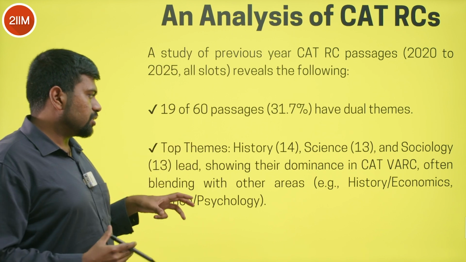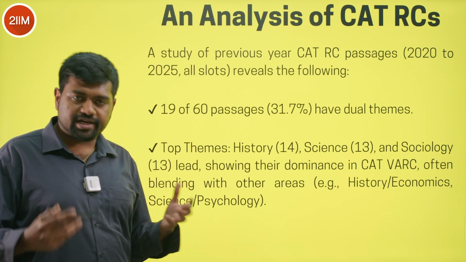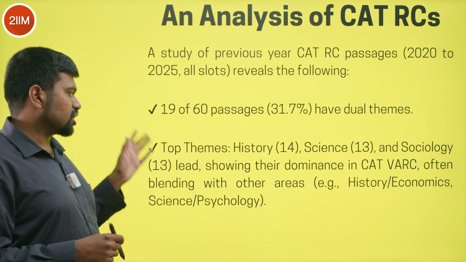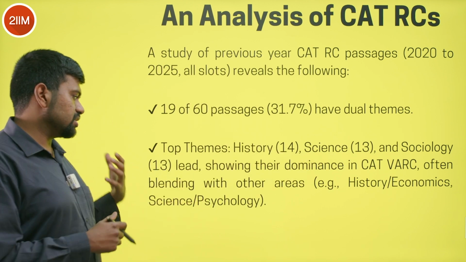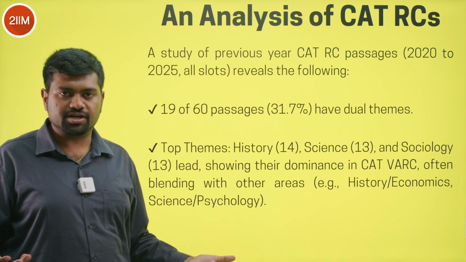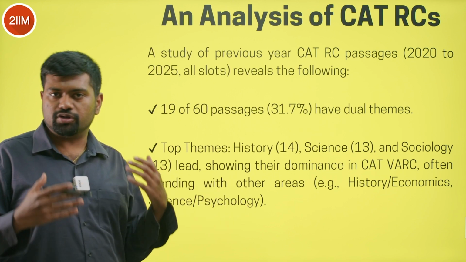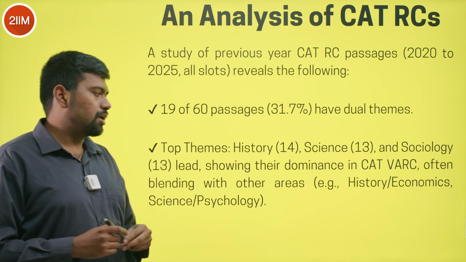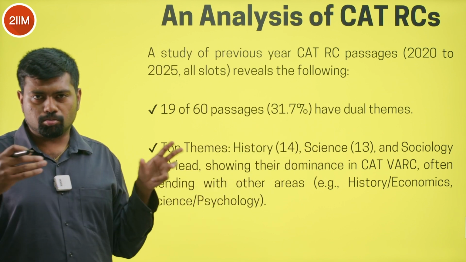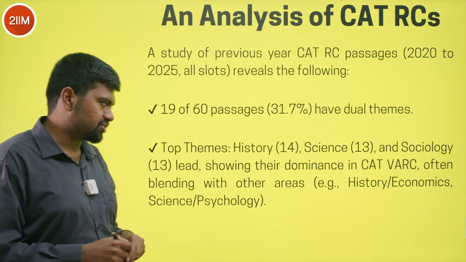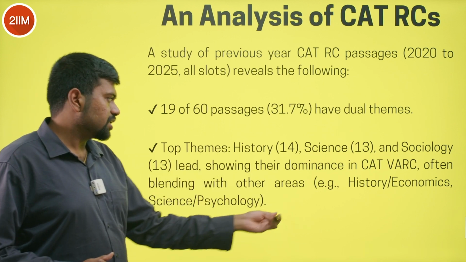If you are somebody who's reading material, going through articles, we recommend that you read everything. But if you come across articles on history, science, and sociology, statistically speaking, these have been dominant in CAT. We are not asking you to read only these. Of course, you have to read all kinds of material. But the stats show that these three are more likely to feature in your CAT RC, because they have been dominant for the past 5 years.